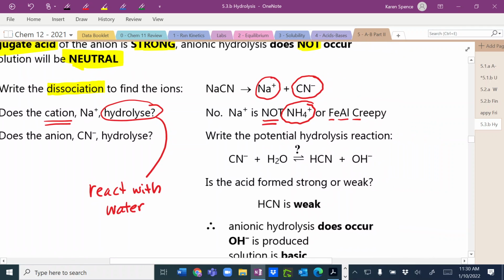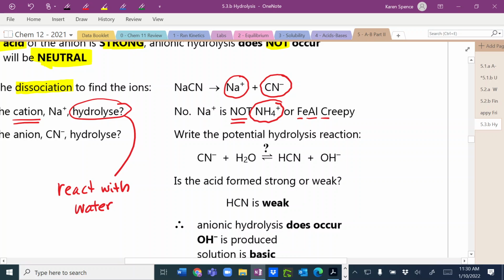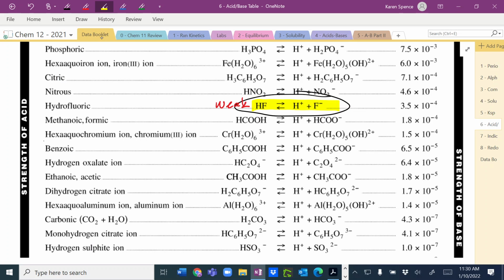Does CN minus hydrolyze? Well, what you can do is you can write it out. You can say, okay, if I put CN with water, it has to have accepted a proton, and we formed an acid, HCN. Once you find that acid, you have to ask, is it strong or is it weak? Go to your data table.